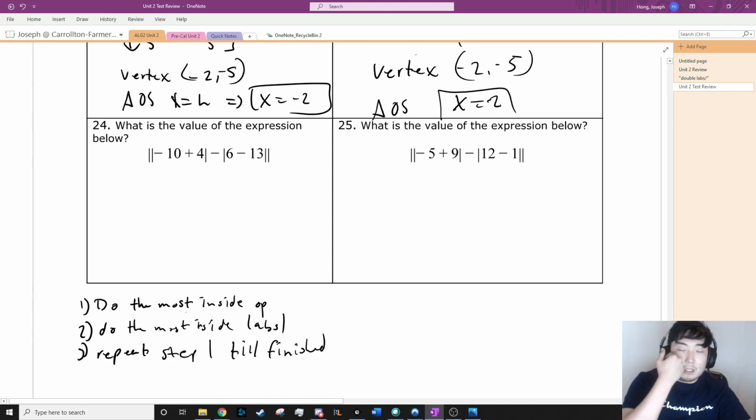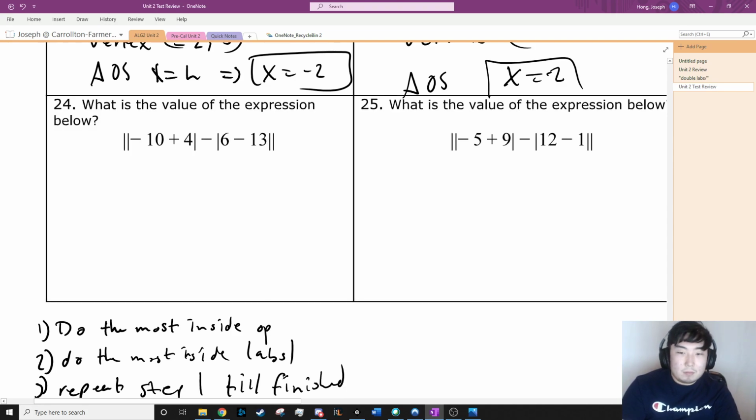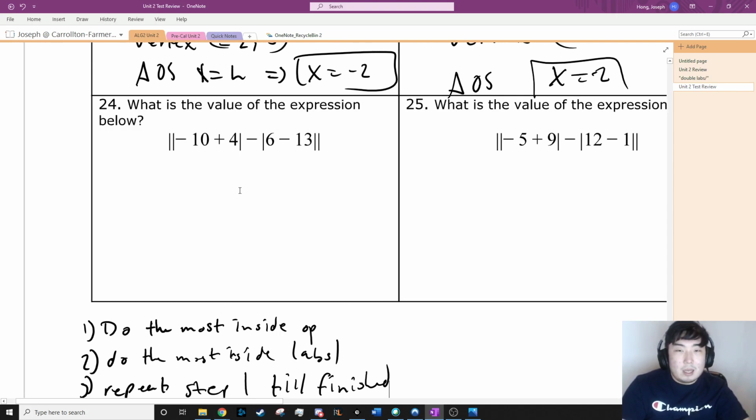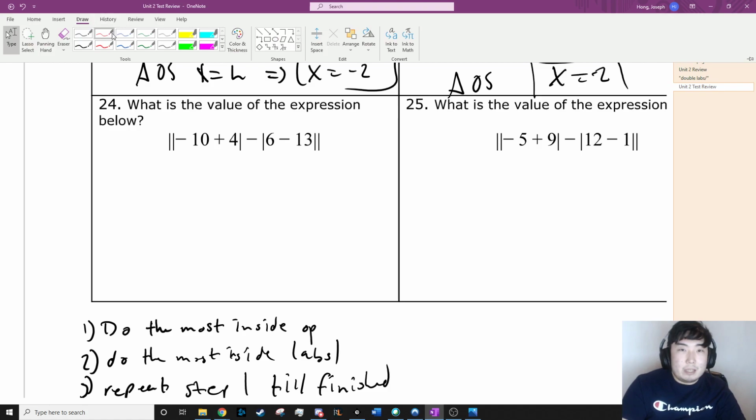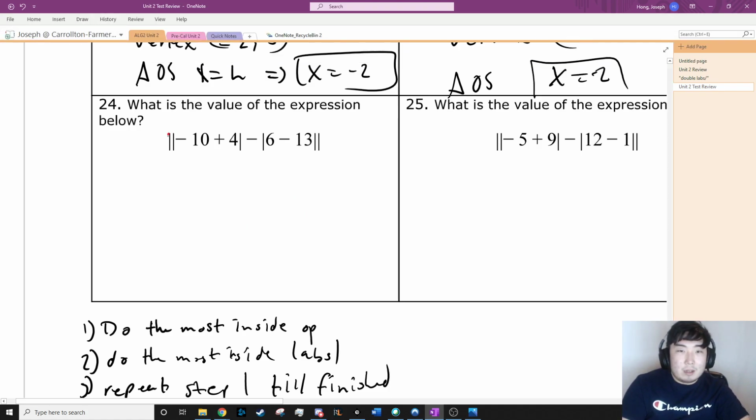And what that really looks like is, I have my absolute value, and I have so many absolute value lines. I have a pair of lines here, a pair of lines here, and a pair of lines here. So I have 3 pairs of absolute value lines. That's not a problem, because step 1 says do the most inside operation. So I have an inside operation here, and I have an inside operation here.